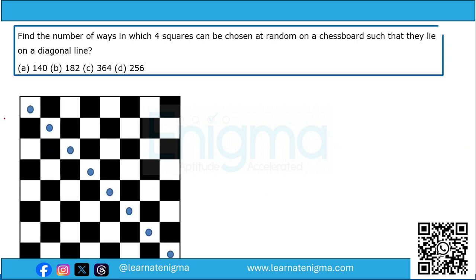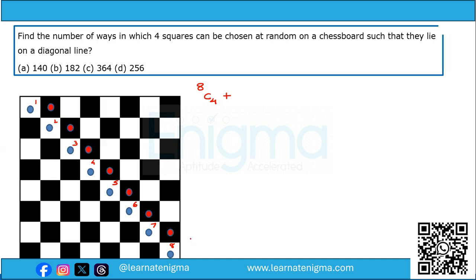So, you can see that there are 8 squares in this diagonal. 1, 2, 3, 4, 5, 6, 7, 8. So out of these 8, we can select any 4. So therefore, it becomes 8C4 plus. Now, the next diagonal, we can say it is like this.